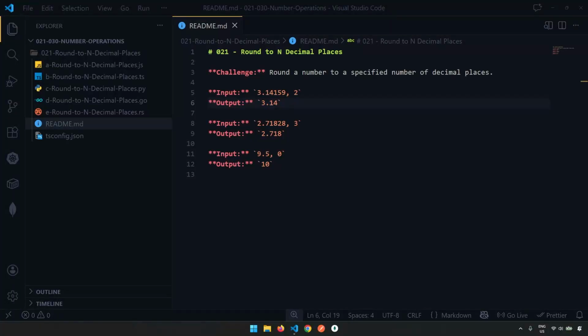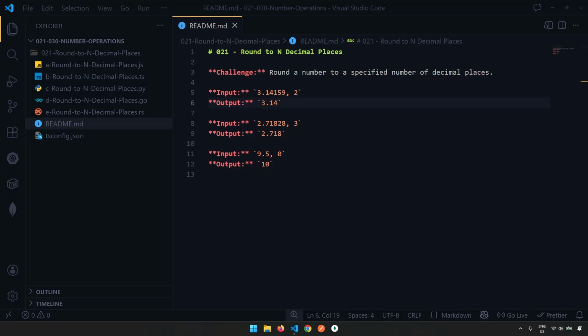We had challenges 1 to 10 in which the primary focus was strings. Then we had challenges 11 to 20, the primary focus of which was arrays. This is going to be the third series in which we have 10 challenges again, and the primary focus is number operations. So we are just going to deal with numbers throughout these challenges.